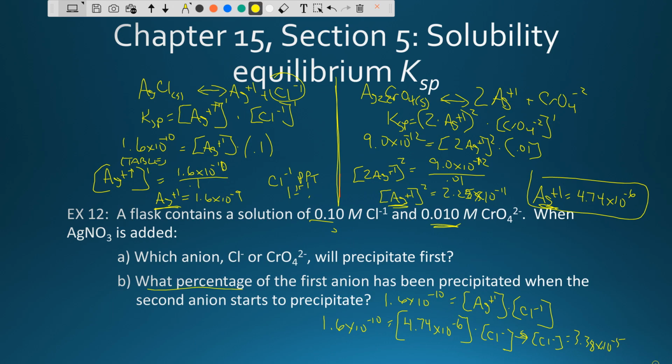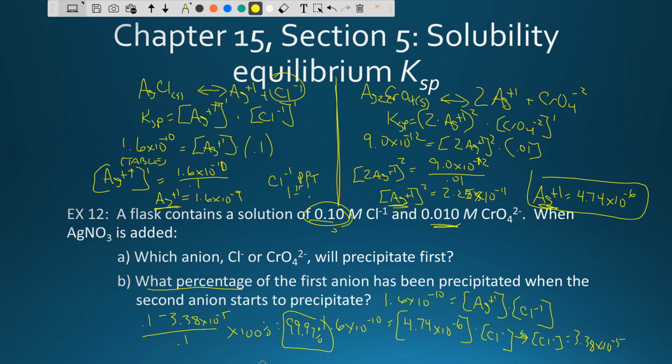Okay, so how do I figure out now? And the question is, why did I use that second one? Well, we want to figure out a percentage. So what I do now is I use my first precipitate value. My first precipitate value for chloride was my 0.1. So I take my 0.1 and I subtract off the 3.38 times 10 to the negative fifth. And then I divide that by what I started with. The difference in that, I multiply by 100%, and I'm going to get 99.97% of the first ion has been precipitated out.